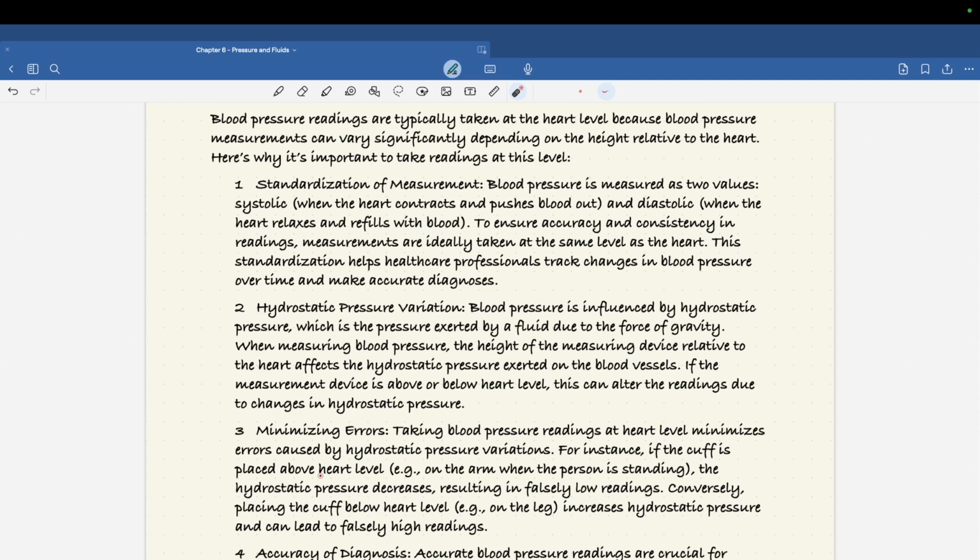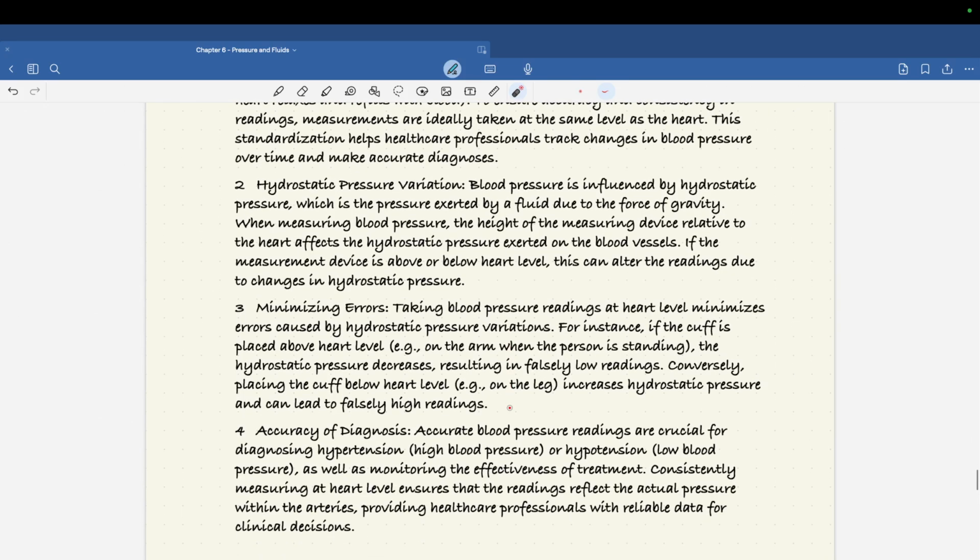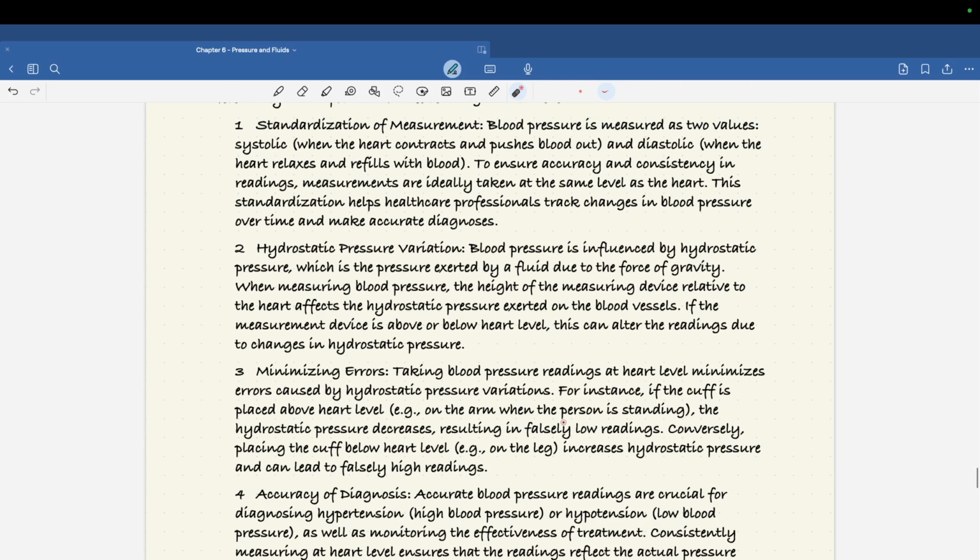Okay? It describes the hydrostatic pressure variation due to the force of gravity. That is, the height of the measuring device relative to the heart affects the hydrostatic pressure. So you have to have it right there. Otherwise, you get false readings. And then the diagnosis will be wrong because the diagnosis is based on blood pressure readings. Okay, so you can read that and there should be some conceptual questions from there.